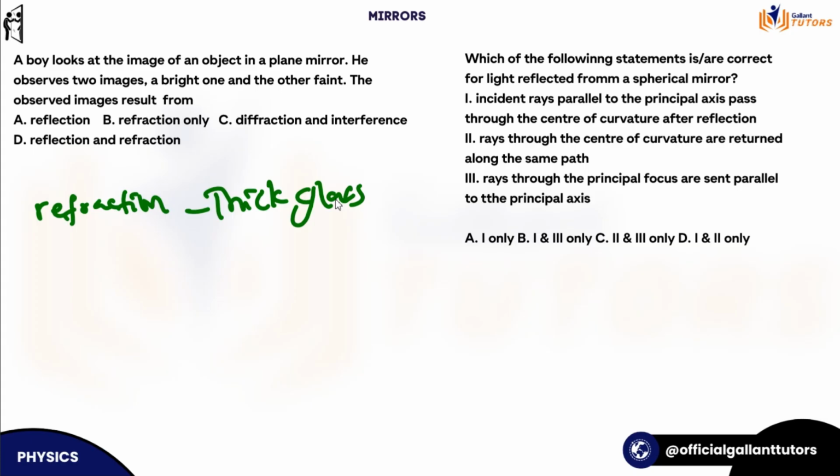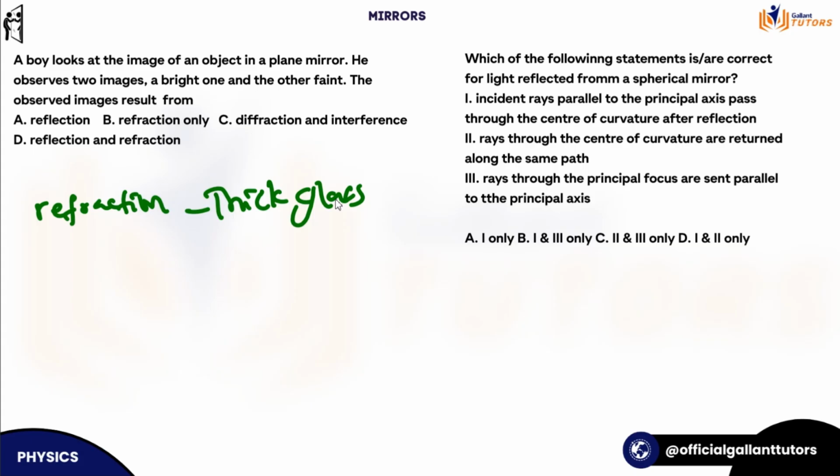Where is it supposed to pass? When a ray of light is parallel to the principal axis, it passes through what? The principal focus. Do you get it?